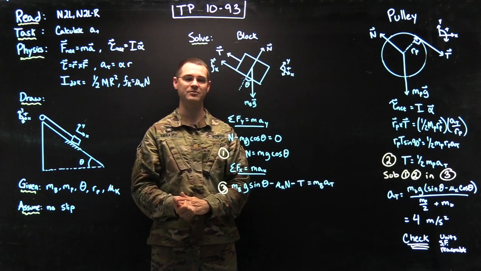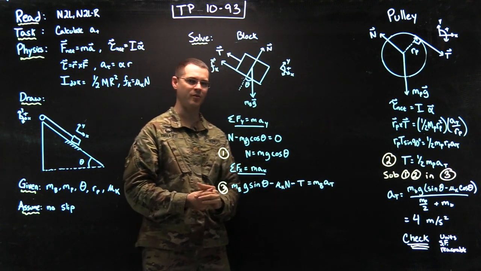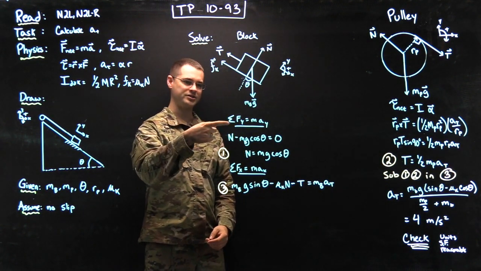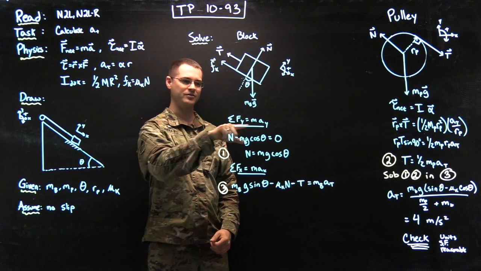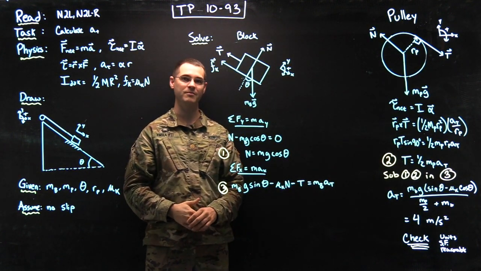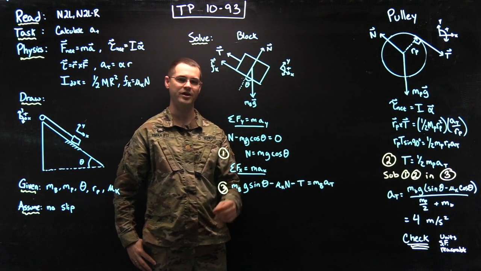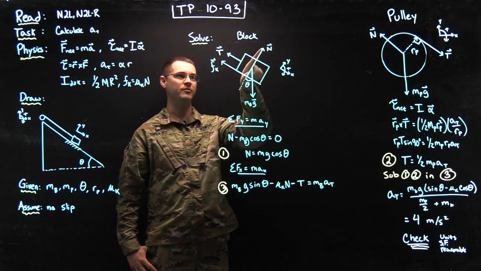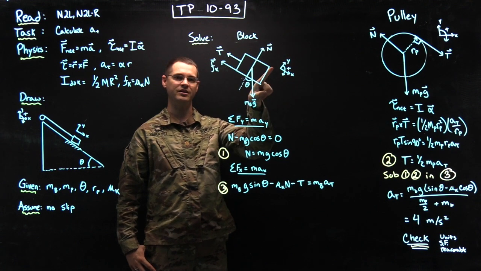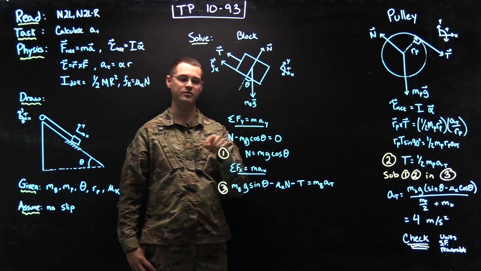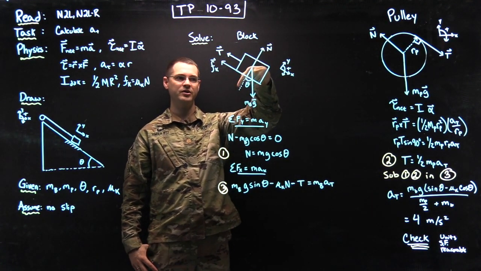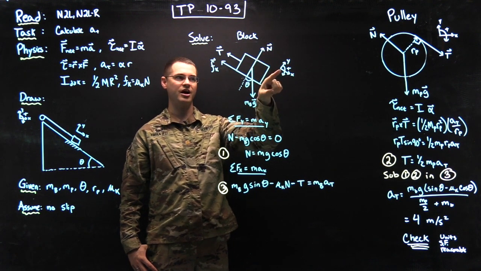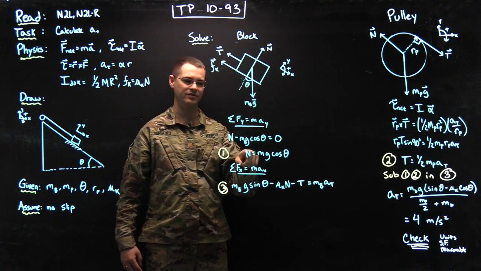Now we can start to do some Newton's second law analysis. Let's start in the y direction. In the y direction, we need to sum all the forces in the y direction and set it equal to the mass times the acceleration in the y direction. Our two forces in the y direction are the normal force, which is in the same direction as the y-axis, so it's positive, and a component of the weight force, which is opposite the direction of the y-axis, so it's negative.